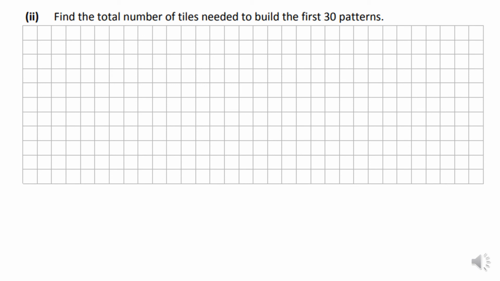So part 2 of that section: find the total number of tiles needed to build the first 30 patterns. So there's that keyword total, to build the first 30 patterns. What we're looking for here is a sum. When you see the word total, it's sum, and we're looking for S30. Now from the previous part we have Sn equals 3n squared plus 7n, all over 2. So if we want to find S30, we can use that.